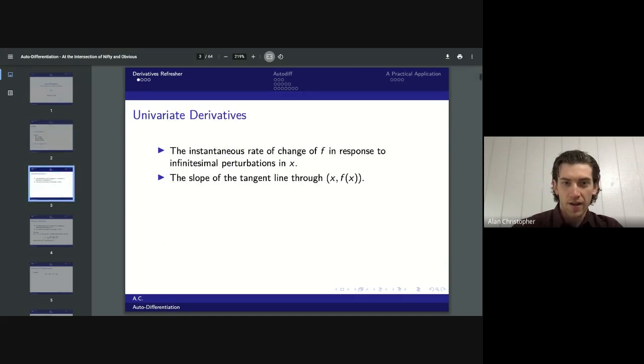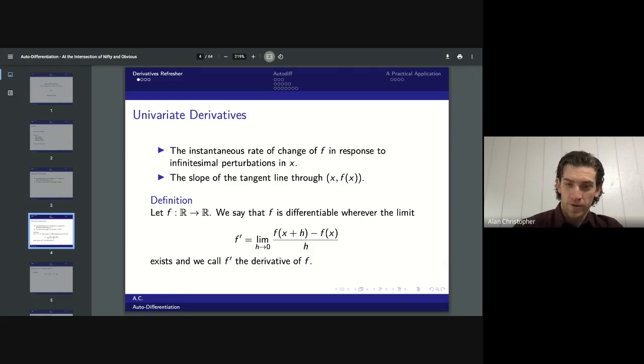All right, so let's get through the math here. First thing we need to remember are univariate derivatives, and our geometric intuition for this is if we have a function f, the derivative of f, f prime, is going to be how sensitive f is to small changes in x, infinitely small changes, in fact. Or alternately, we can look at it as the slope of the tangent line through the point x, comma f of x.